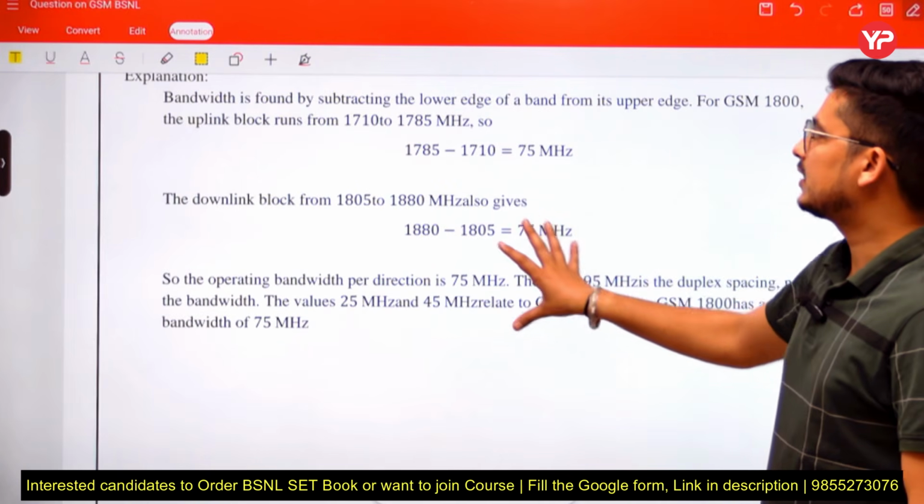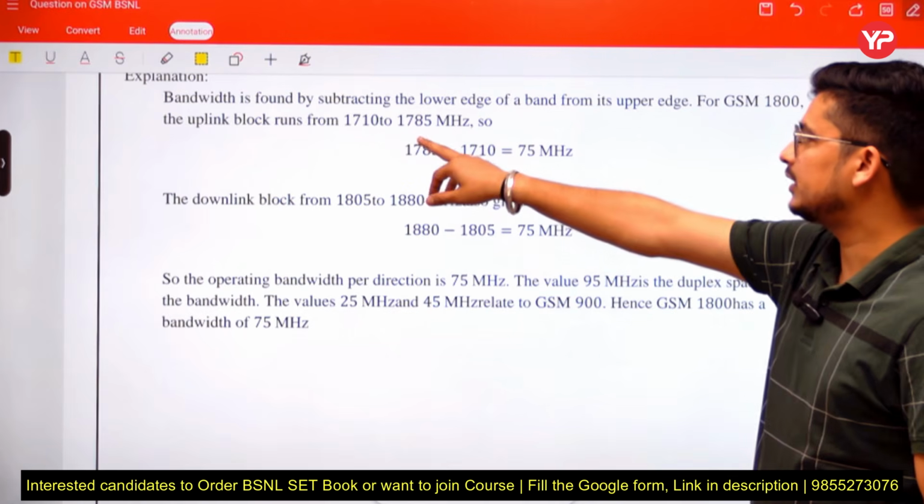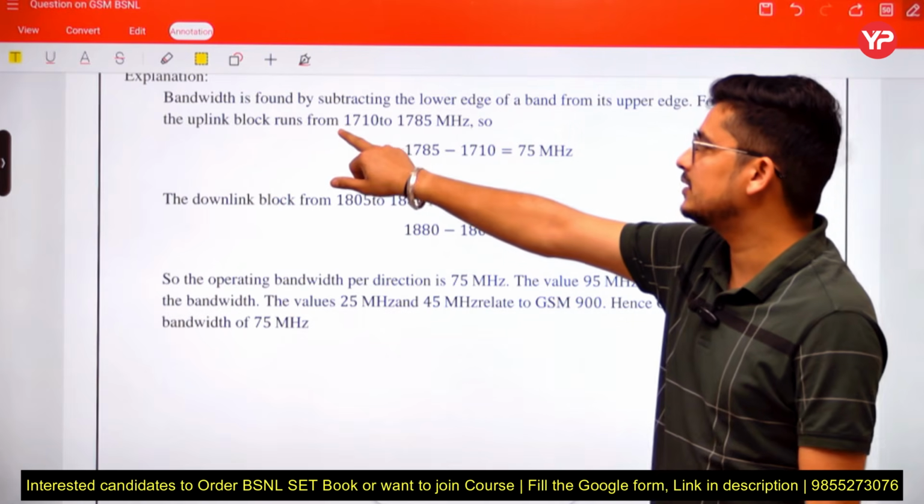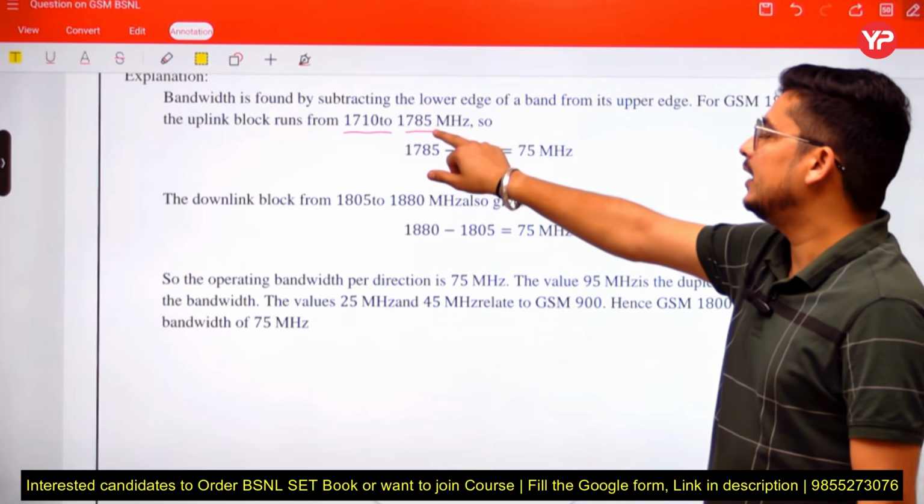Here is the complete detailed solution, because for uplink we are using a frequency of 1710 to 1885.